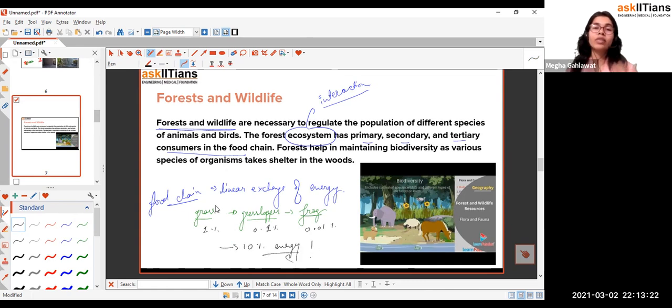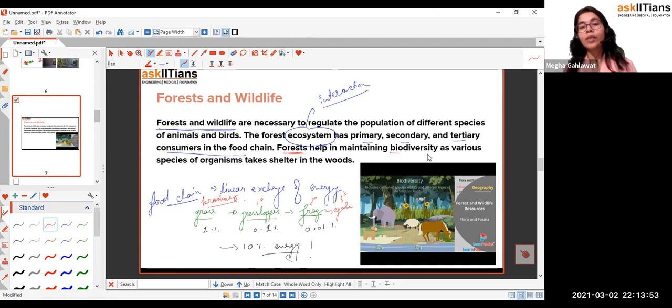Now it has primary, secondary, tertiary consumers. The grasshopper is the primary consumer, the frog is the secondary consumer, and after the frog, let's say if it's an eagle, it'll be the tertiary consumer, and the grass is the producer. Why? Because it is producing food with the help of photosynthesis. I hope this is very, very easy for you to understand. This is something that you have been studying for a longer period of time, right? You see, it kind of helps.